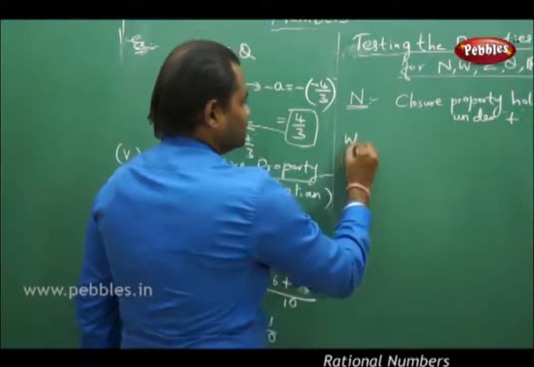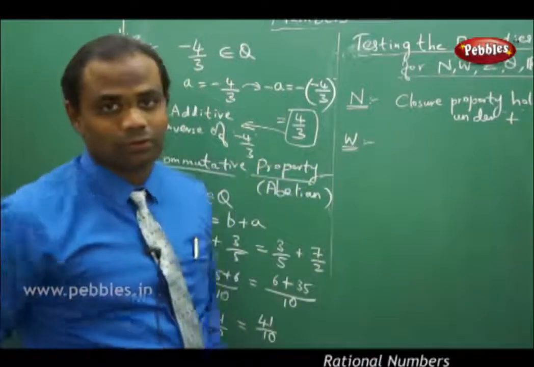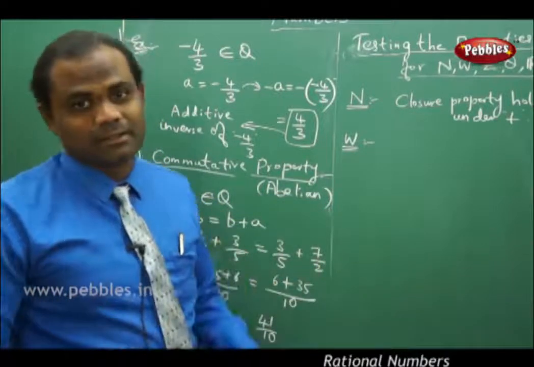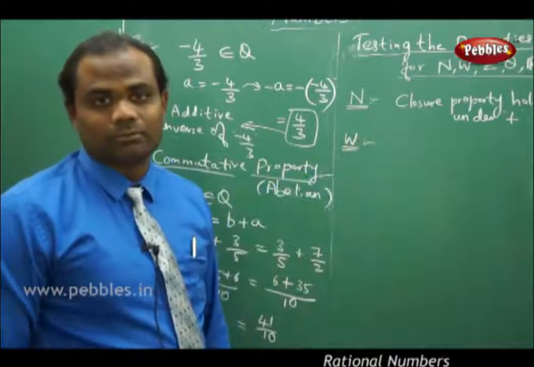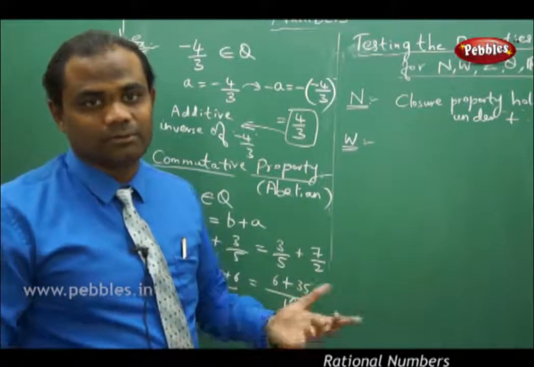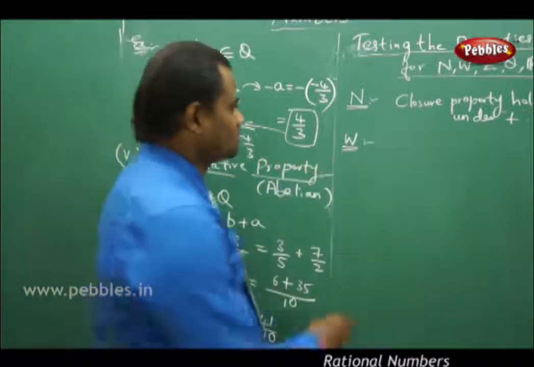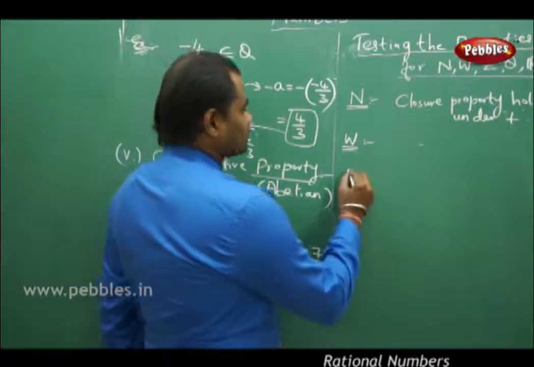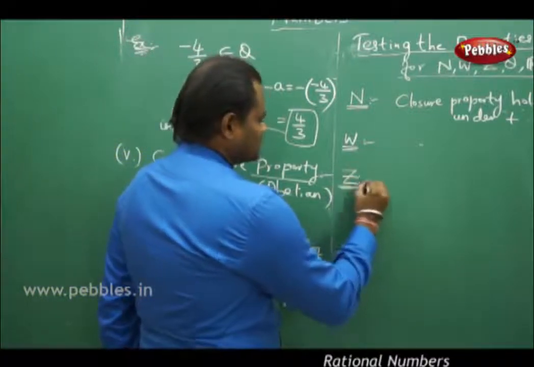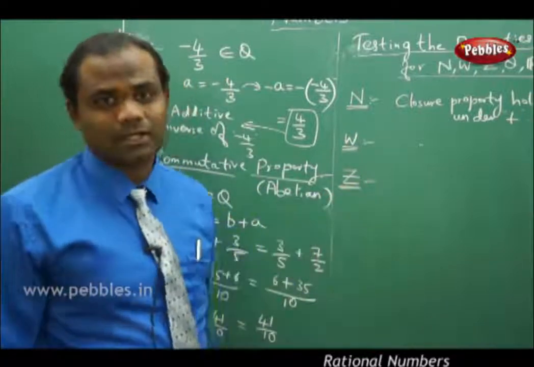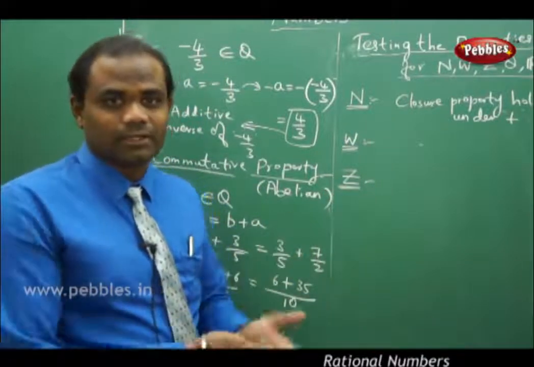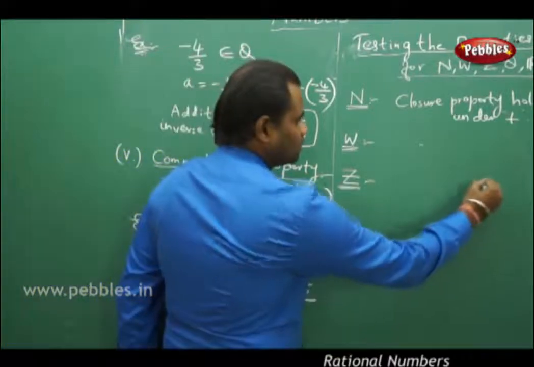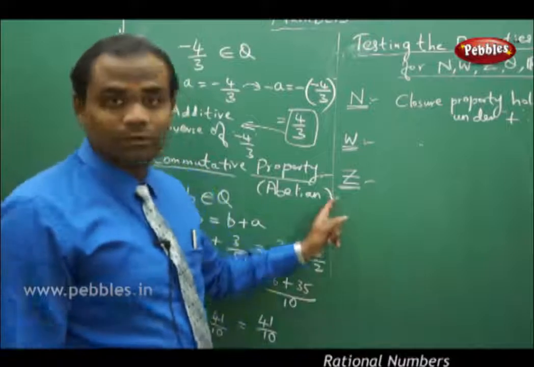Let me now try with whole numbers. Does closure property hold for whole numbers? Yes, you take any two numbers and add them, you get back the whole number. You take any two numbers, say 0 and 5. 0 plus 5 would be 5, which is a whole number. So closure property holds even in whole numbers under addition. Next, integers. Does closure property hold for integers under addition? Yes, you take any two integers and just add them, you get back again a new integer. So therefore closure property holds under addition even for integers.